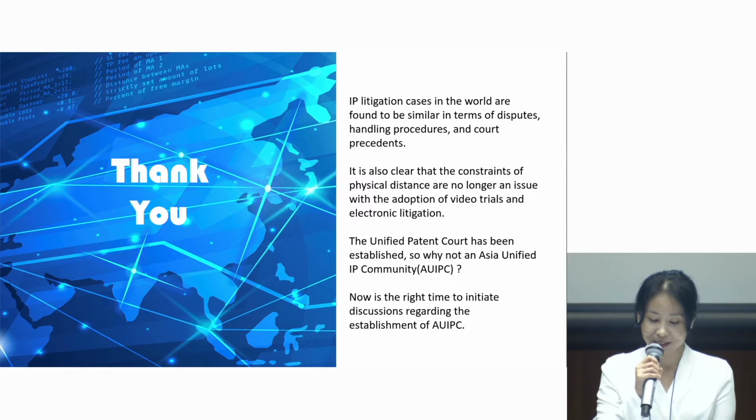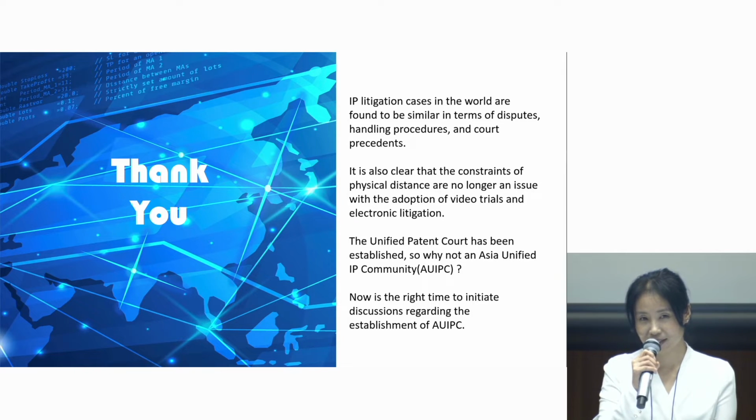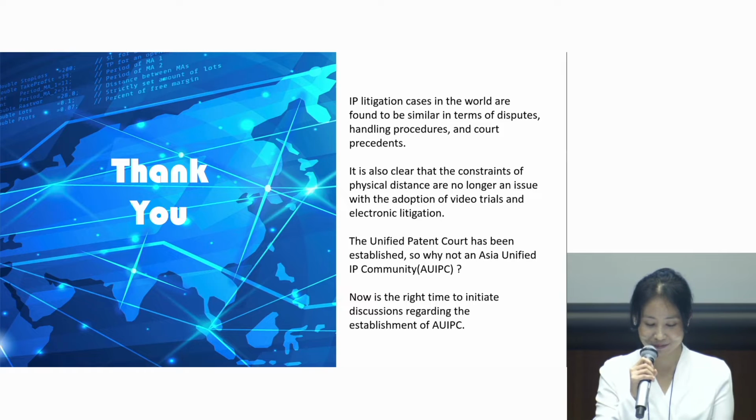In the Bible, King David said, "How good and pleasant it is when brothers live together in unity." This symposium is the unity King David spoke of, where Asia comes together to share legal systems for IP disputes, understand each other, and discuss solutions. Now is the right time for us to start discussion on establishing an AU-IPC. Thank you for your attention.